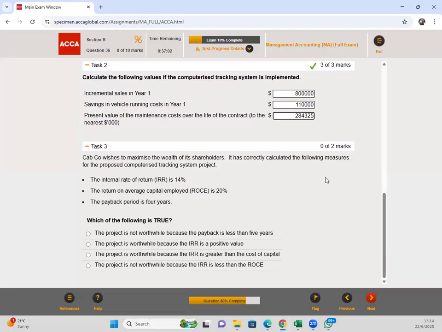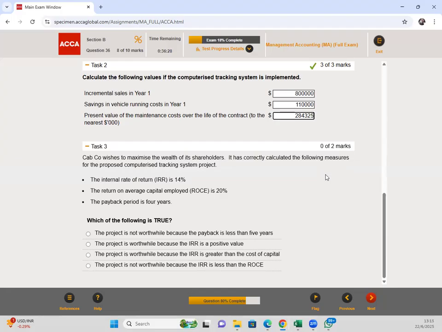Cape Company wishes to maximize the wealth of its shareholders. It has correctly calculated the following measures for a proposed computerized tracking system. The internal rate of return, IRR, to be 14%. The return on capital employed to be 20%. The payback period is 4 years. Which of the following is true?